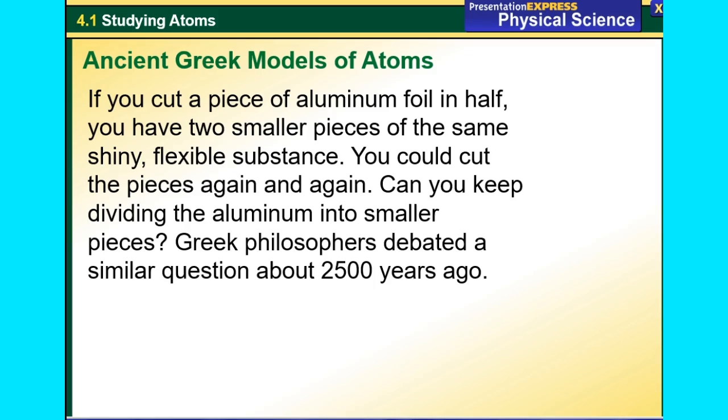If you cut a piece of aluminum foil in half, you have two smaller pieces of the same shiny, flexible substance. You could cut the pieces again and again. Can you keep dividing the aluminum into smaller pieces? Greek philosophers debated a similar question about 2,500 years ago.